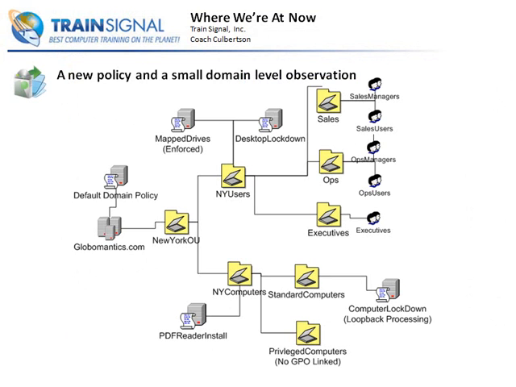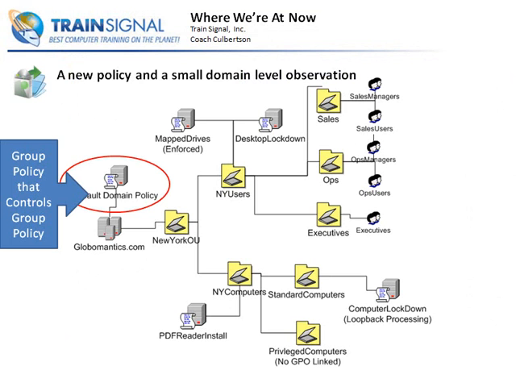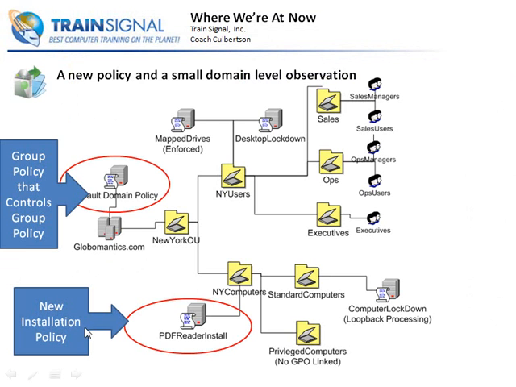What we've done in our network so far is we have created a new policy, our PDF reader installation, and we have installed software on all of our machines. We've also done just a little bit of observation in terms of some group policy that controls group policy at the default domain level. Remember that your default domain policy isn't really anything special other than it affects everything in your domain.